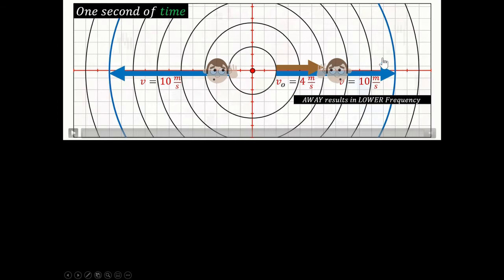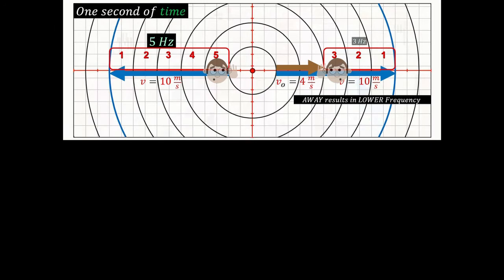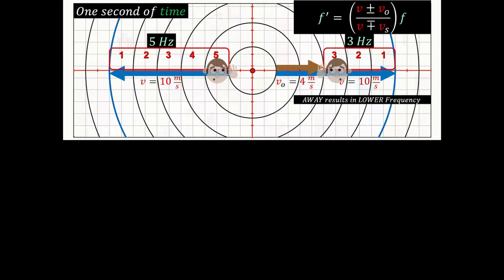Previously, 5 waves passed by that observer, but this time only 3 waves did. These 2 waves did not pass that observer in the 1 second's time because the observer was moving away from it. The source was still creating 5 hertz, but this time the observer only heard 3 waves in a second. They only heard 3 hertz. And there is an equation, and we're going to develop this equation. We're going to kind of get a sense of how to use this equation.